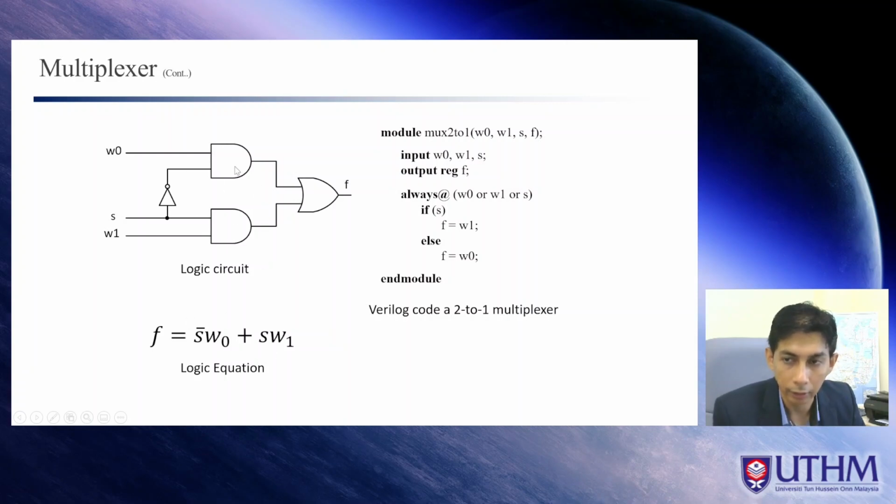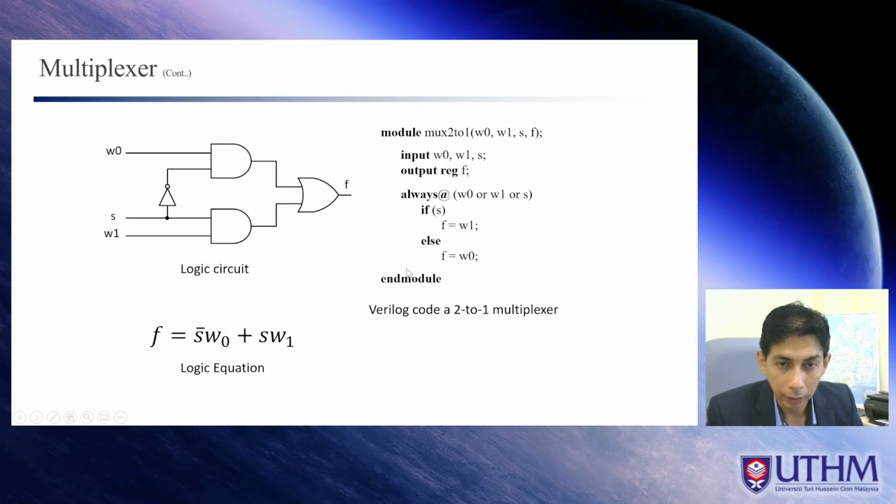So this is the circuit of the 2-to-1 multiplexer, which is very straightforward. And of course, when we have the logic equation like this, we can describe the multiplexer using dataflow modeling. And also we can describe the circuit using structural modeling, because we have the schematic here, right?